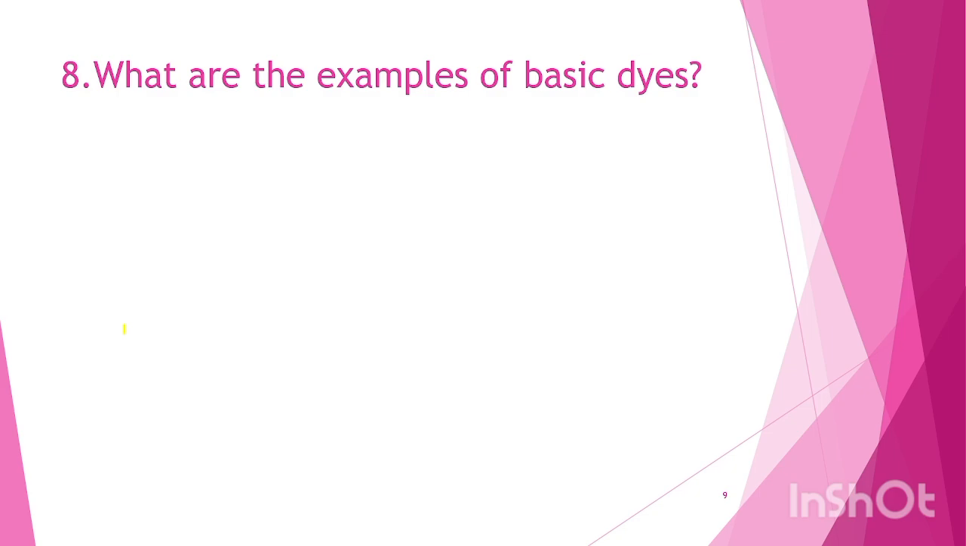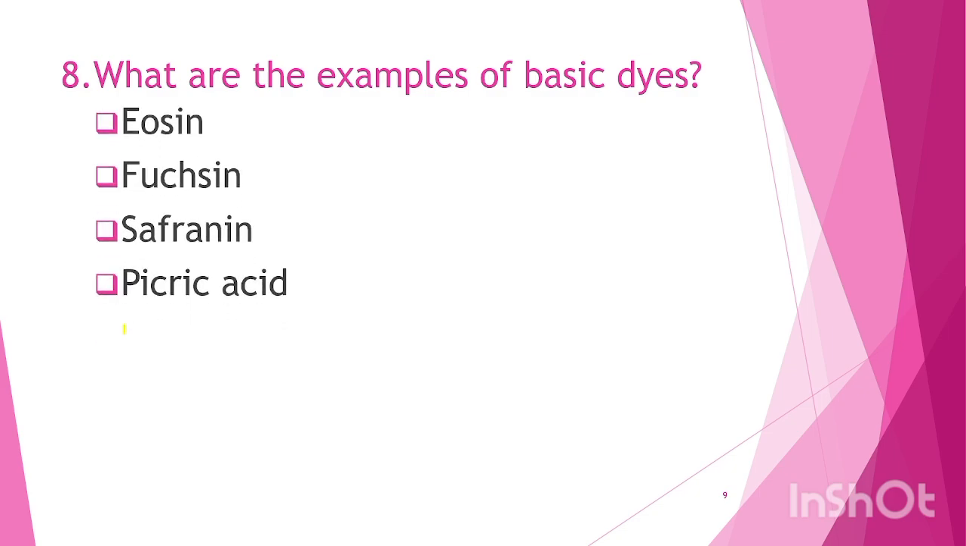And the next, 8th one, what are the examples of basic dyes? Here the options are eosin, fuchsin, safranin and picric acid. So first of all, what are basic dyes? Basic dyes are substances which are water soluble and synthetic dyes. So the correct answer for this question is safranin. Safranin is an example of basic dyes, whereas eosin and fuchsin are acidic dyes.